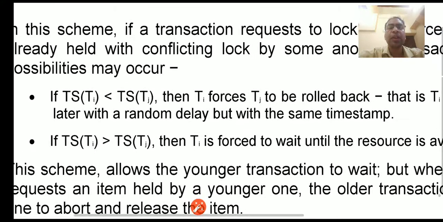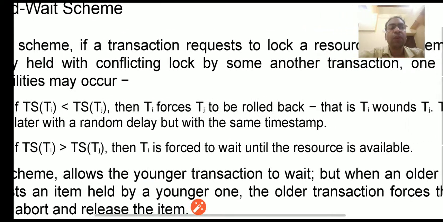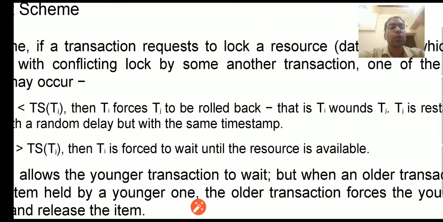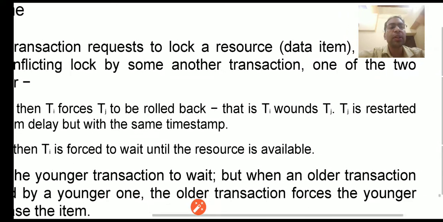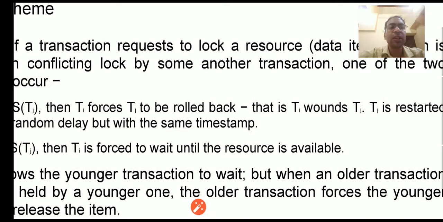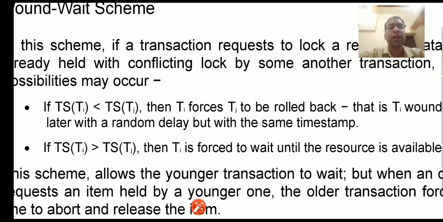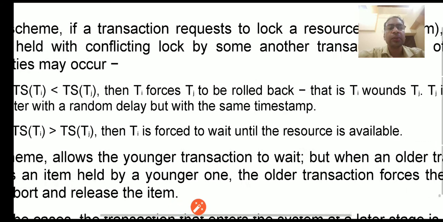Whenever the timestamp of t is lesser than the other timestamps, then t forces the other transaction to be rolled back. That means t wounds the other transactions and t is restarted later with a random delay but with the same timestamp. So here is the concept of rolling back of the transaction: whenever the timestamp of the transaction is lesser than the other, the other is rolled back, and after some time it will be allowed to take the access.